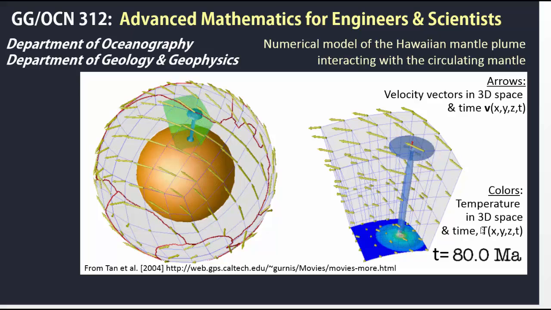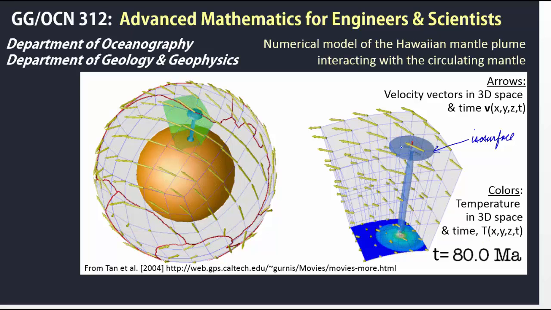Another way to represent this scalar field temperature is by an isosurface. This blue shaded feature is called an isosurface, and it's a three-dimensional surface over which the temperature is constant. Everywhere inside the surface, the temperature is hotter. Everywhere outside the surface, the temperature is cooler. So it outlines this hot upwelling as it rises and interacts with the base of the plate. Again, these are two ways of representing a scalar field in 3D space.